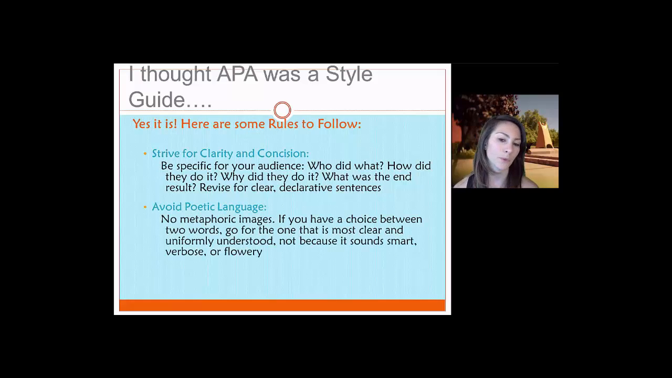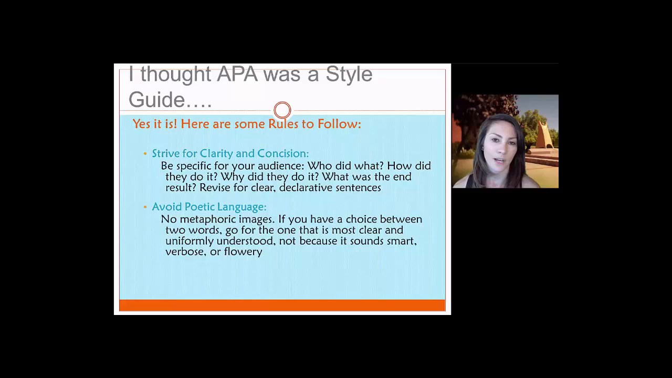Try to avoid poetic language, so no metaphoric images. If you have a choice between two words, go for the one that is most clear and uniformly understood, not because it sounds smart, verbose, or flowery.